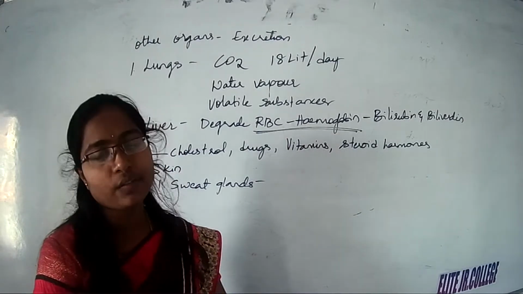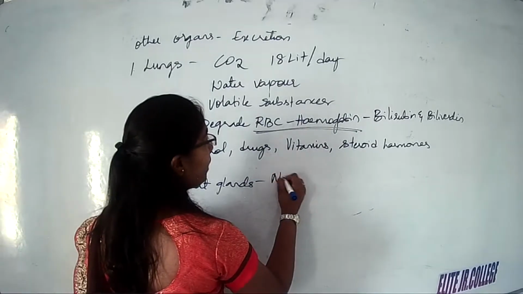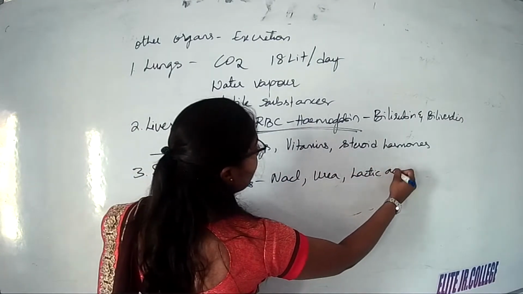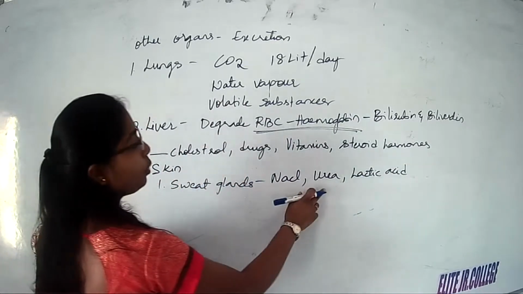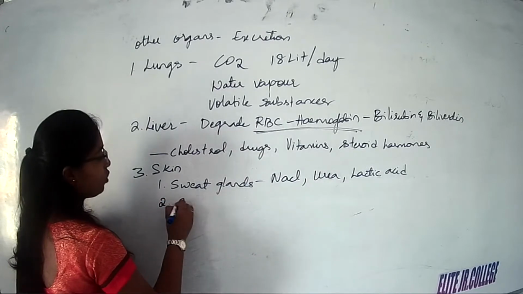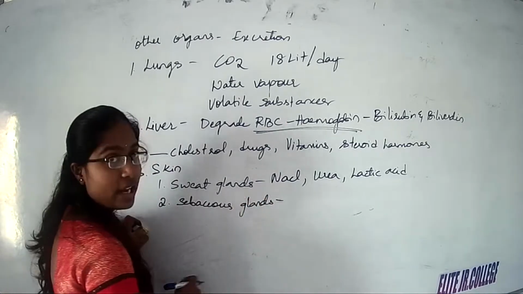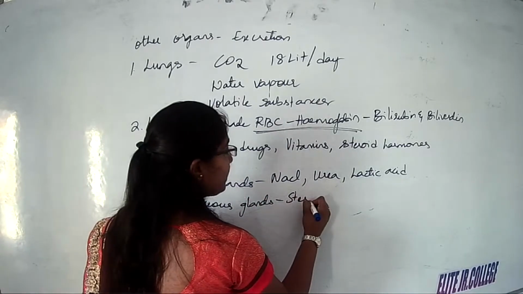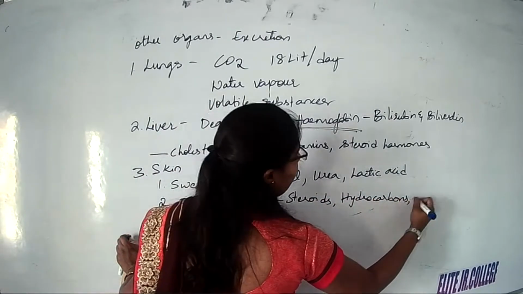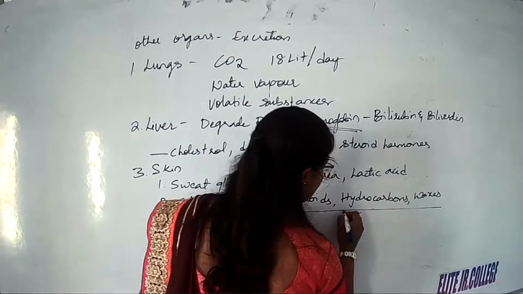Other than giving a cooling effect to the body, the sweat glands also excrete some amount of sodium chloride, urea and lactic acid. They are going to eliminate sodium chloride, urea and lactic acid. Okay. And then we have the other type of glands in the skin called sebaceous glands. They are going to eliminate steroids, hydrocarbons and waxes from our body in the form of sebum.